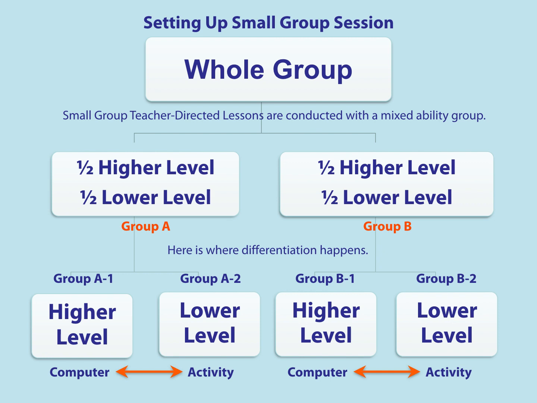The next component of the lesson plan format is a small group session. This chart demonstrates how to set up your small group session. Divide your class in half so that each half group includes both higher and lower ability levels. Then divide each of the two groups into two smaller groups, one higher ability level and one lower. You will then have 4 small groups, 2 of higher ability level and 2 of lower ability level.